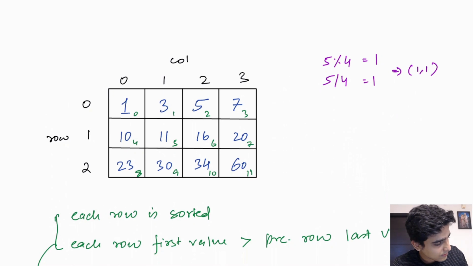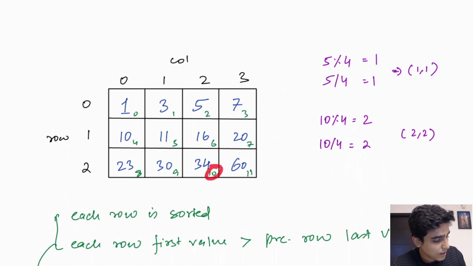Let's look at 10. What is 10 mod 4? 10 mod 4 is 2. What is 10 divided by 4? It is also 2. So we can say 10 is mapped to second row and second column.